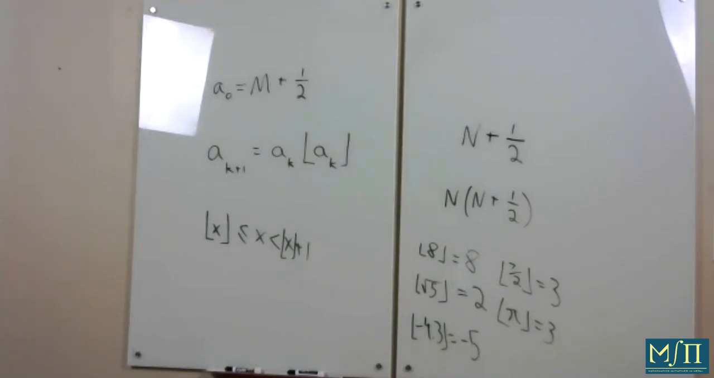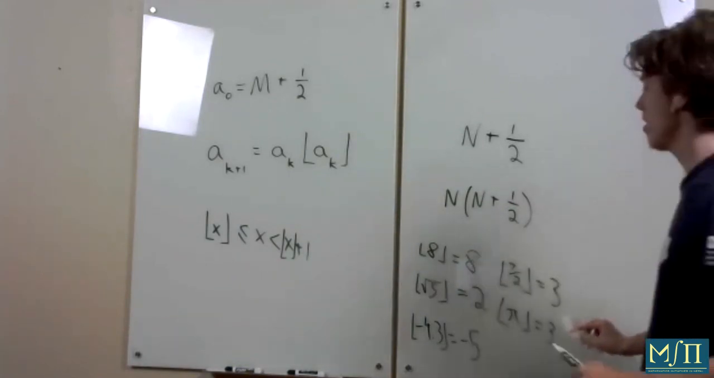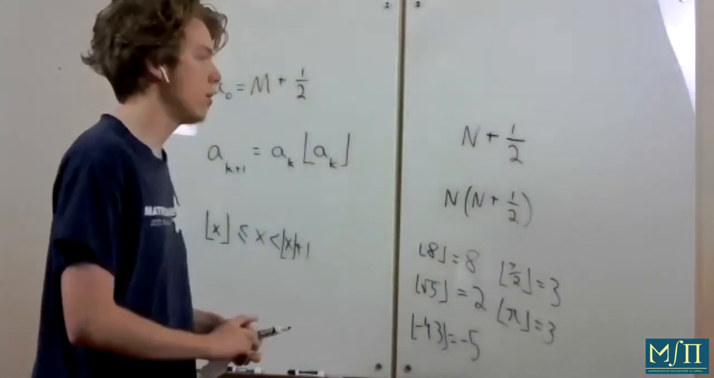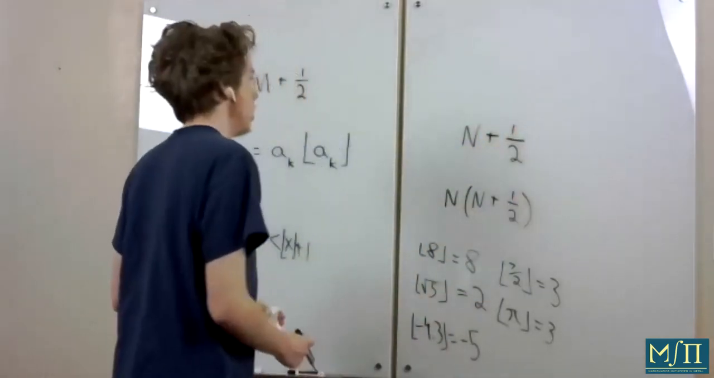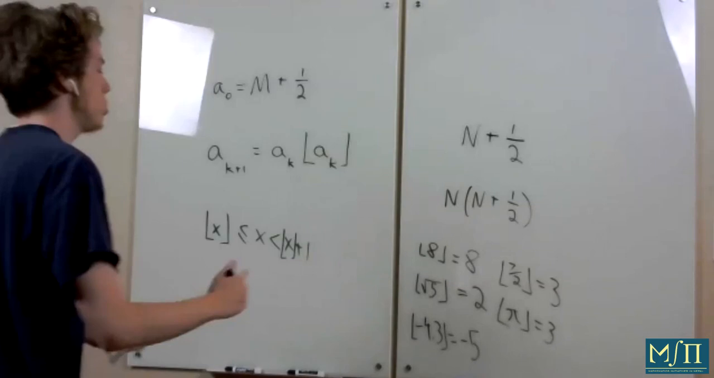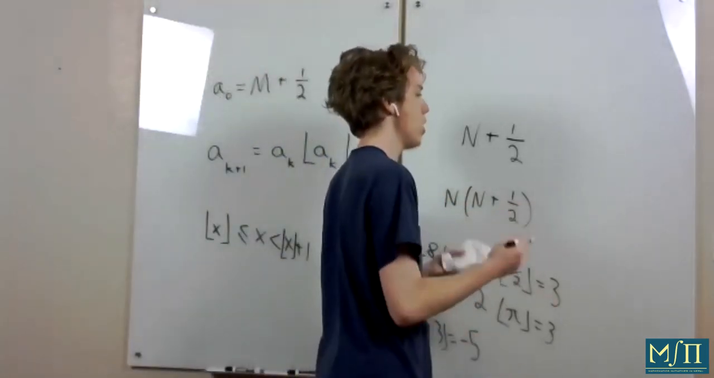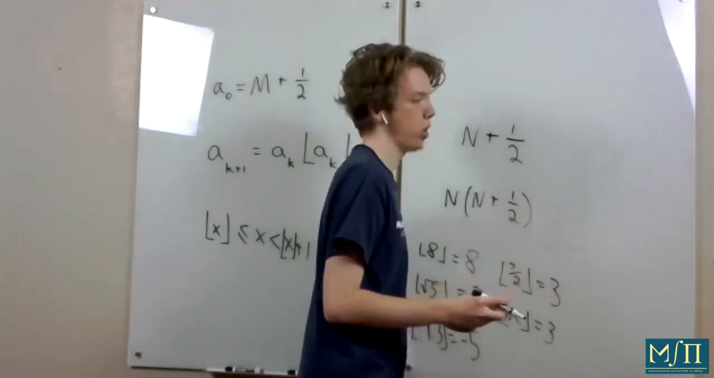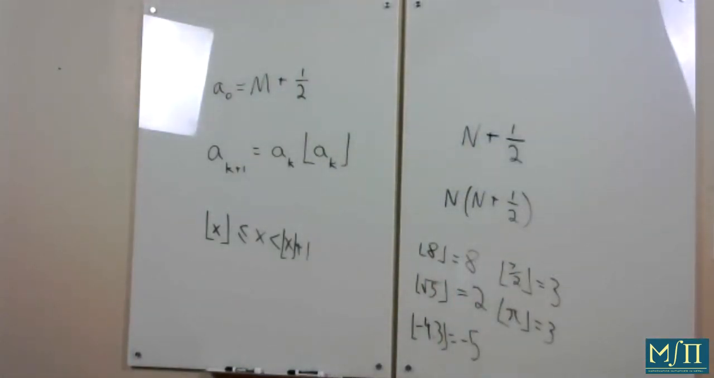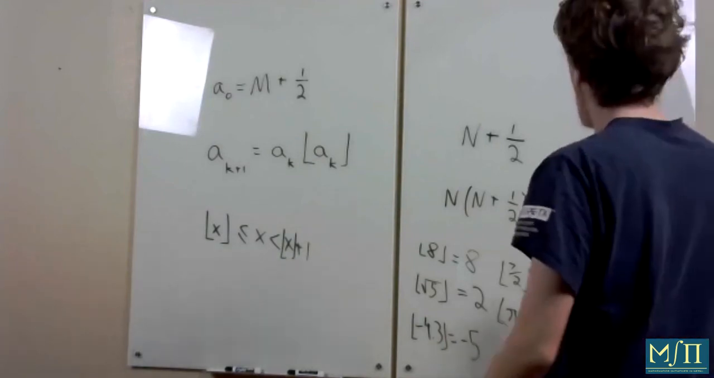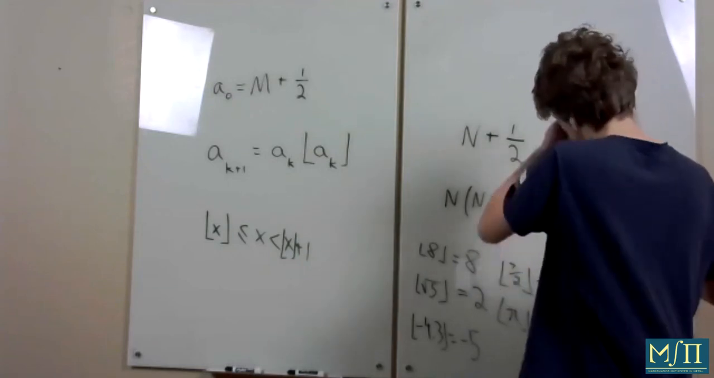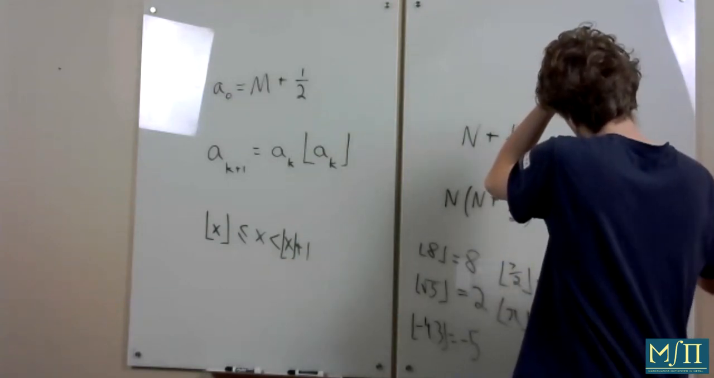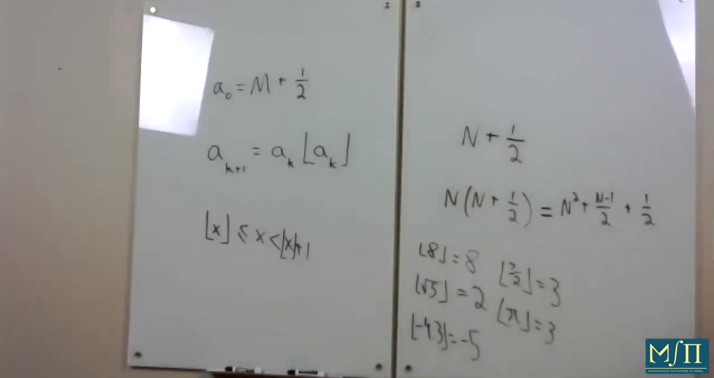So yeah, if we have a term in the sequence that's of this form n plus 1/2 for some integer n, the next term would be n times n plus 1/2, because the floor of this would just be n. And so if n is even, this would just be an integer and we would be done. We would just say, okay, we won, we got an integer. And so n would work. If n is odd, then this would be an integer plus 1/2. It would be n squared plus n minus 1 over 2 plus 1/2.